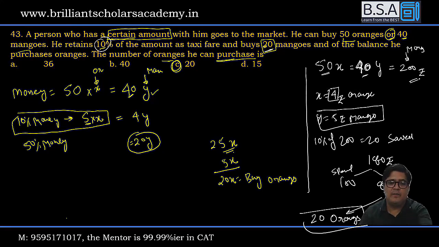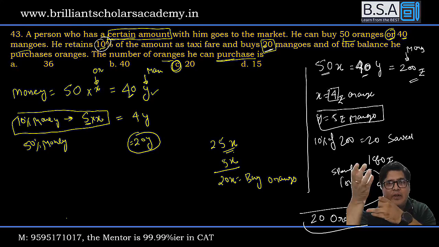How did you assume 200? That is critical. See, he is buying 50 oranges or 40 mangoes. So the money he has should be a multiple of 50 and 40. A common multiple of 50 and 40 is 200. Job done.